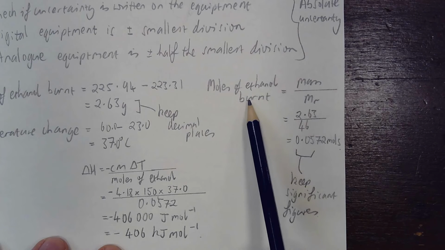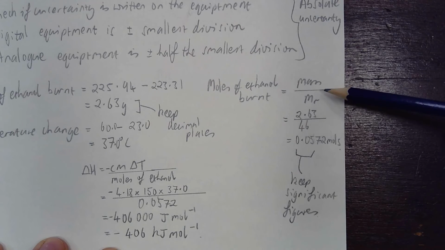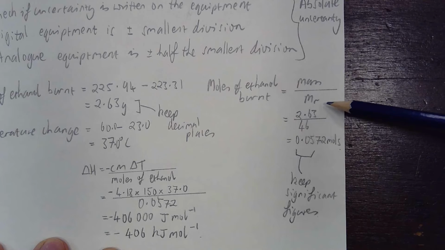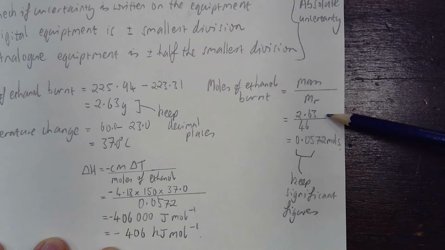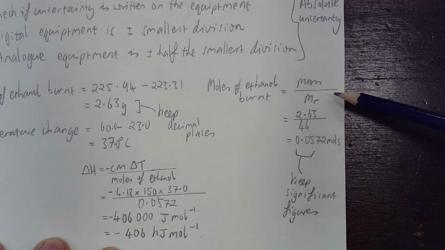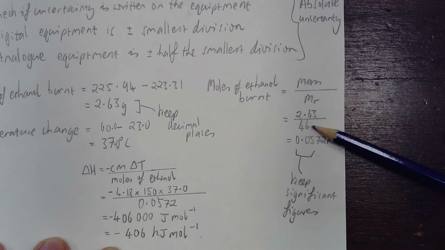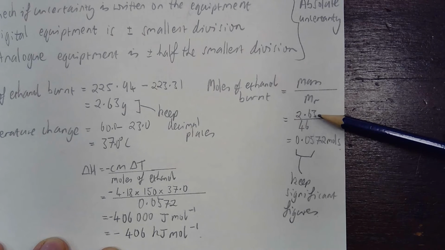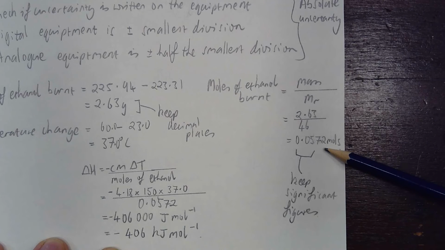For the moles of ethanol burnt, we just take the mass and divide it by Mr, the relative formula mass. In this situation, when we are multiplying or dividing, the rule is to be limited by the smallest number of significant figures. In this case, Mr is an exact value that we've taken from the periodic table, so we do not look at that. We have 3 significant figures on the top here, on the numerator, and that means that our final answer should be to 3 significant figures.